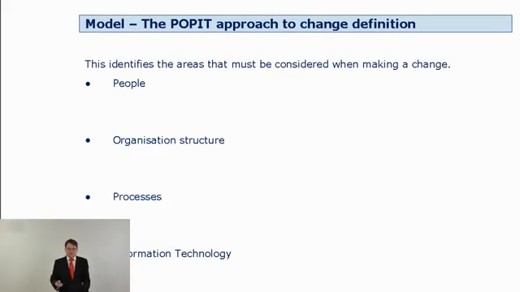The POP-IT model says simply, when you're thinking about what you need to change, there are 4 headings. People, Chapter 13. Structure, Chapter 13. The processes that you do, Chapter 11. And the IT that you use, Chapter 12. So all that POP-IT says is, when you're thinking about what needs to change, look at those 4 headings.